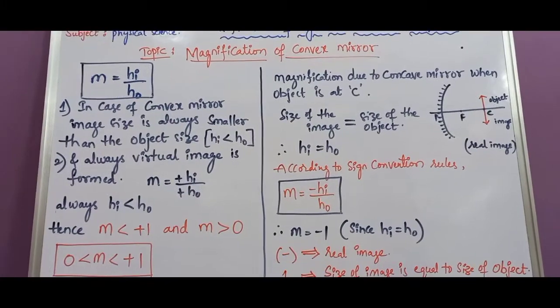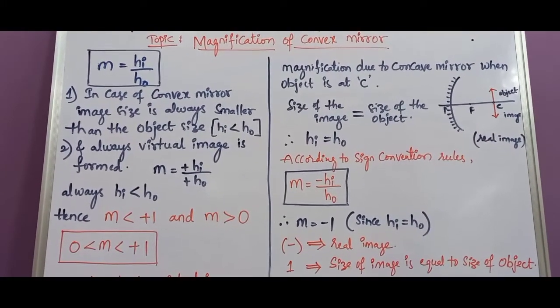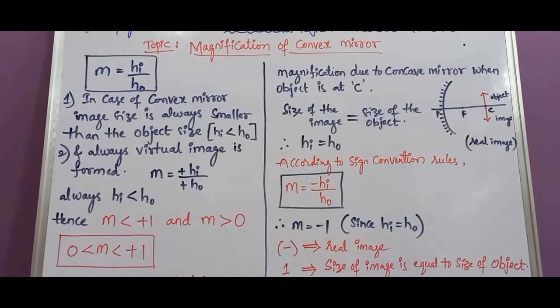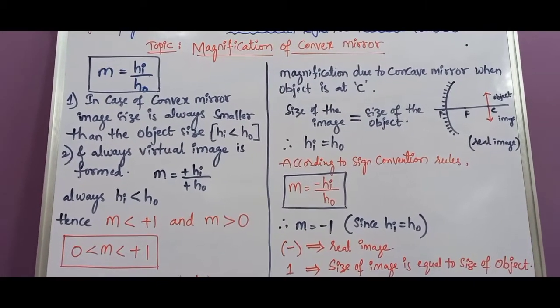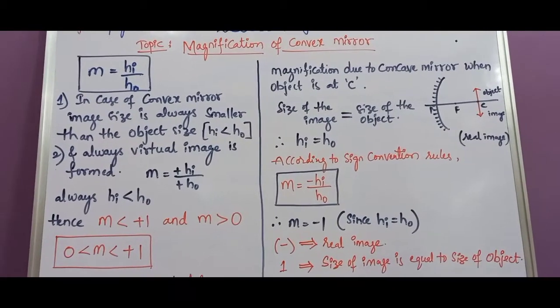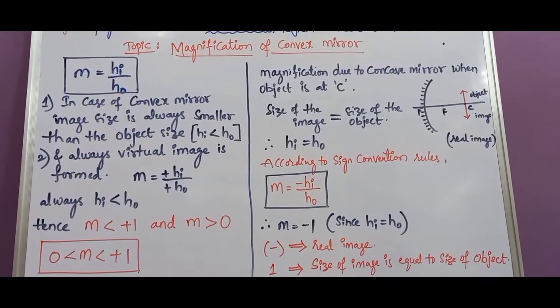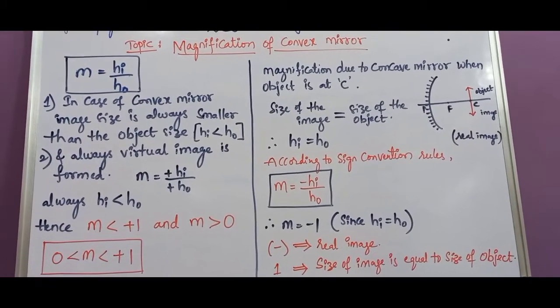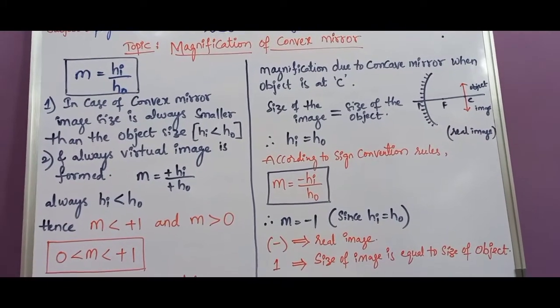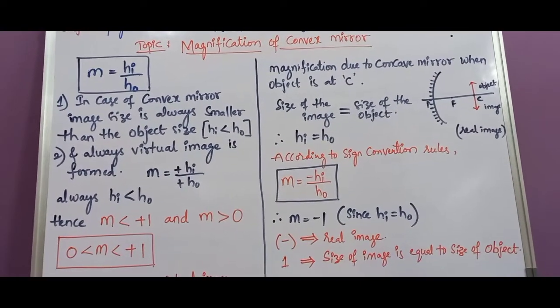Why is the image size smaller than the object size? To know more about this, you can watch my previous videos, part 6, where I have explained about the ray diagrams of convex mirror. Okay, that is the first point to be remembered, that hi is less than ho.